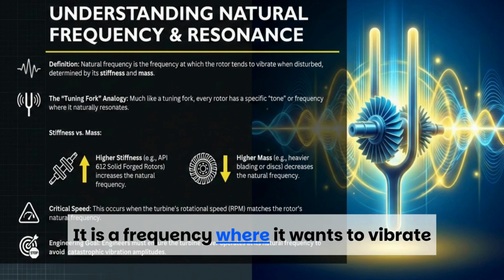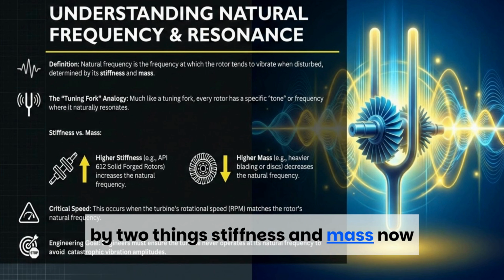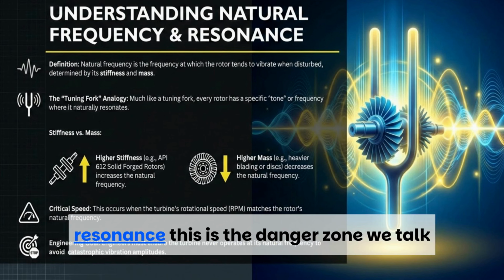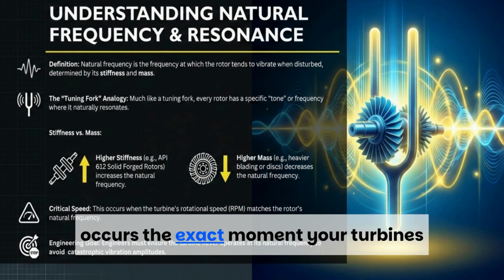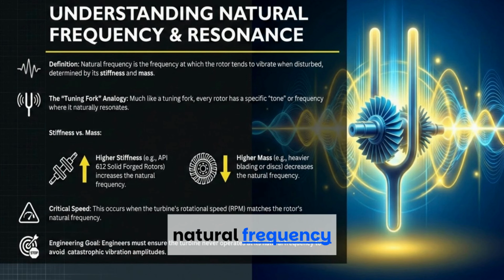It has a frequency where it wants to vibrate naturally, and that frequency is dictated by two things: stiffness and mass. Now, here is where things get dangerous: resonance. This is the danger zone we talk about in engineering. Critical speed occurs the exact moment your turbine's rotational speed RPM matches the rotor's natural frequency.